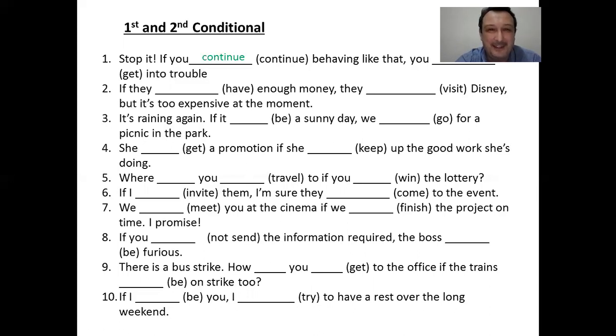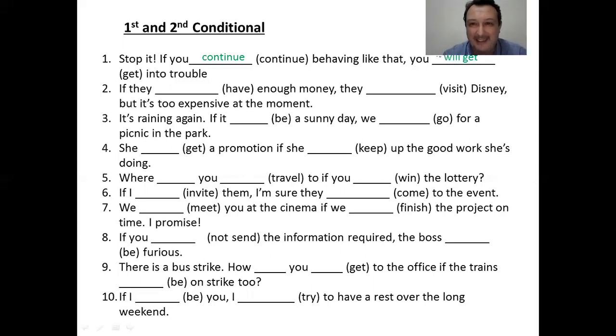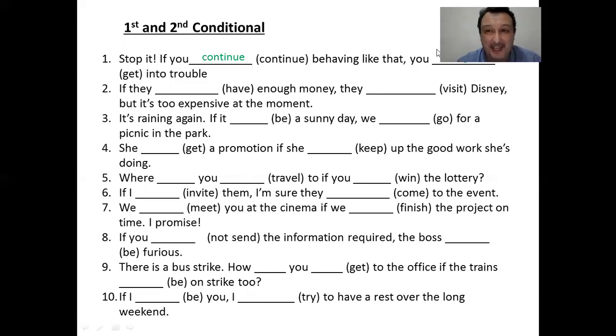If you continue behaving like that, you will get into trouble, okay? In this case, the person is behaving in that way, so they should stop it. If the person continues, I think the person's going to continue. So it's first conditional. Okay, the second one, if they had enough money, they would visit Disney, but it's too expensive at the moment. So it's too expensive. The chances, the probability of them having enough money, it's not possible. So it's very low probability.